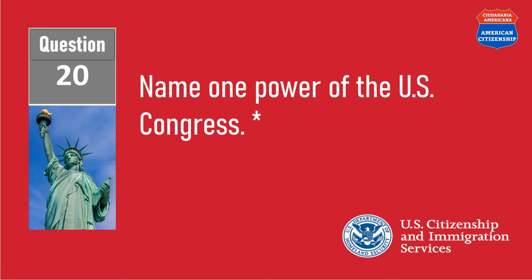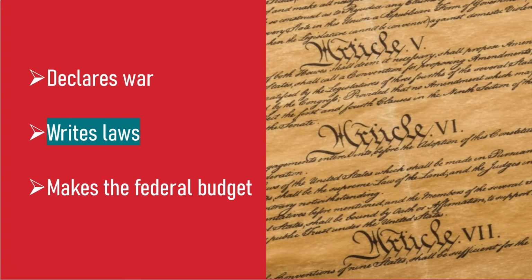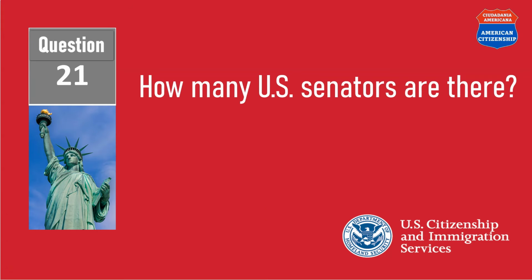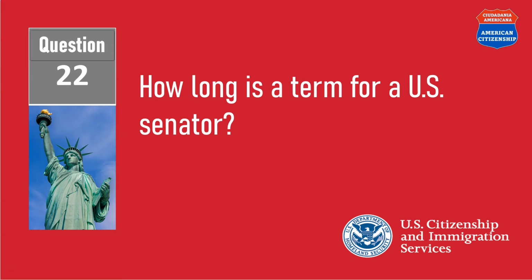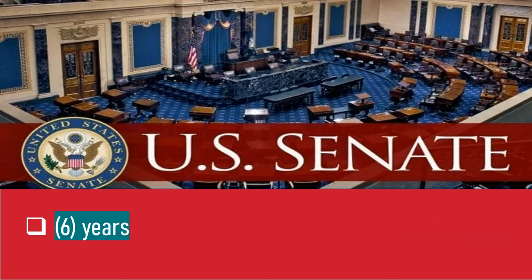Name one power of the U.S. Congress. Writes laws. How many U.S. senators are there? 100. How long is a term for a U.S. senator? 6 years.